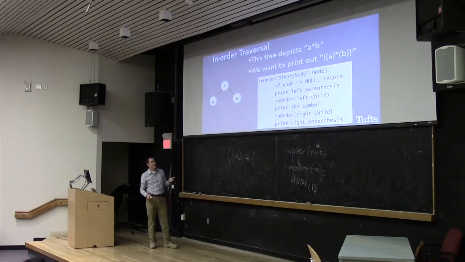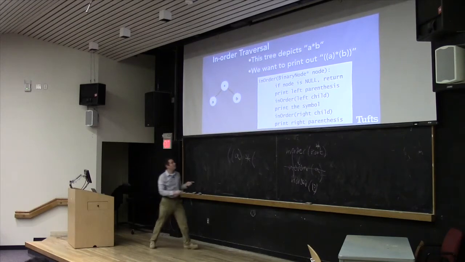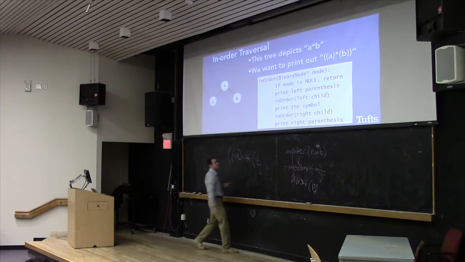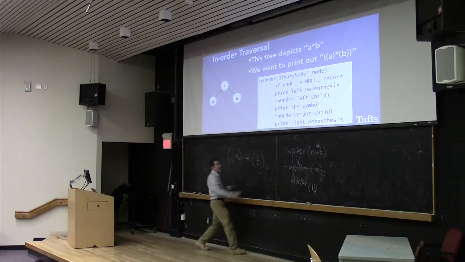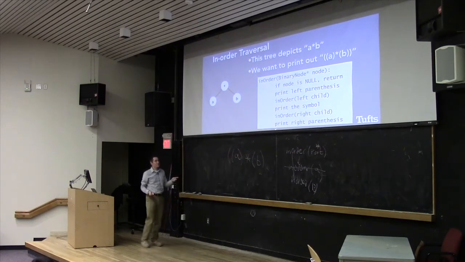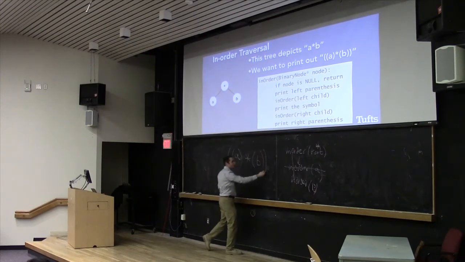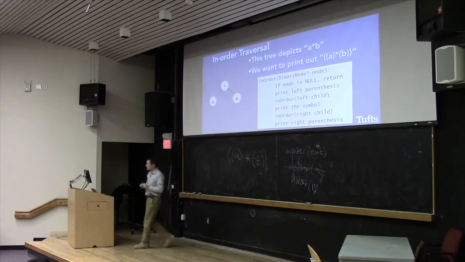Okay. Same deal as with A. In order left child returns null, so we're basically going to go right over that one. Print the symbol B. Right? In order right child, there's no right child to B, so that one's going to come back immediately. And then print the right parentheses. And then we're finished with B. And so where did we leave off before? We left off after in order right child of star, and then we finally have to print a right parentheses. Like that. Okay, see how that works?